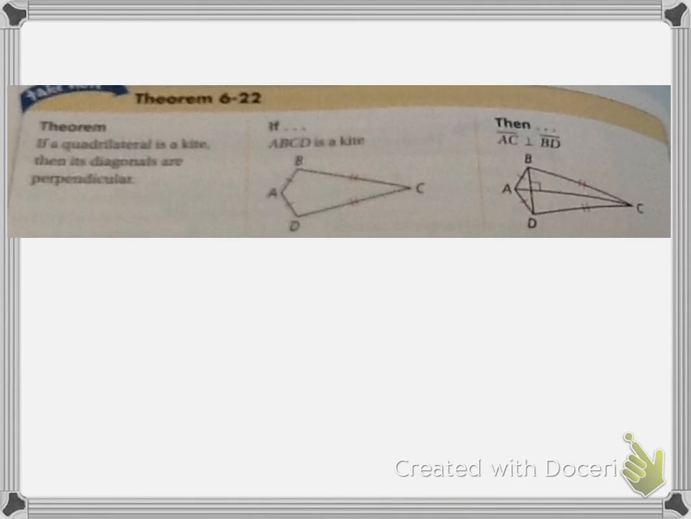6.22, they're talking about kites. If a quadrilateral is a kite, then its diagonals are perpendicular. So ABCD is a kite, and if you look, AD is congruent to AB, and DC is congruent to BC. So you need to see that as far as properties of kites go. And so we also know that our diagonals are perpendicular.